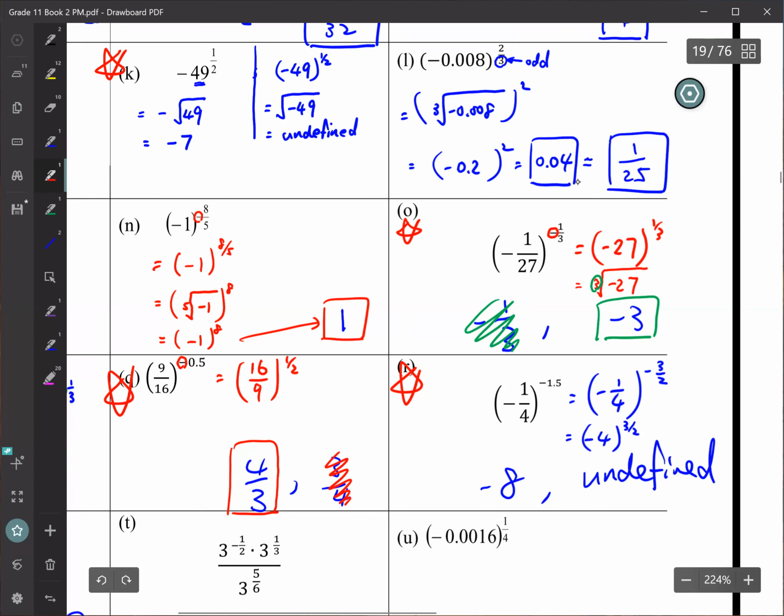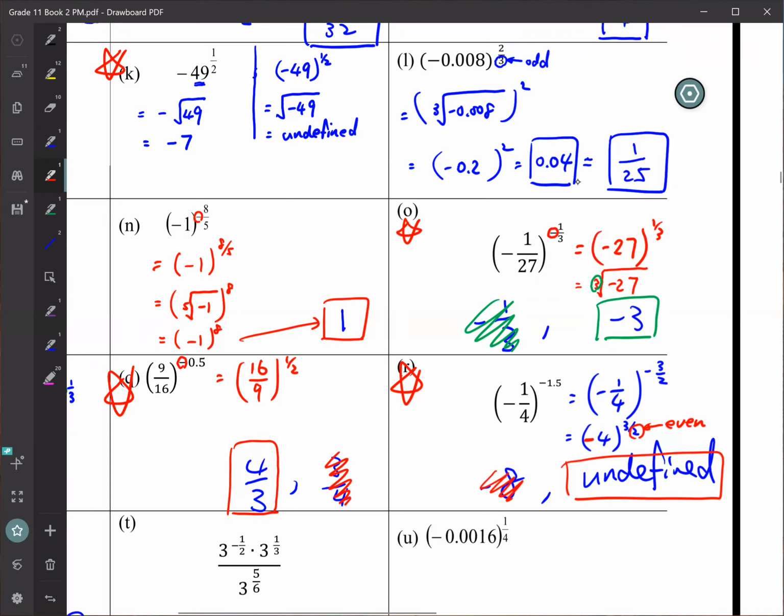Now we have a negative on the inside, but this is an even root. So this one is impossible, okay? You get a negative inside the square root. So the answer should be undefined. If the negative is on the outside, then you are correct, it will be -8. But for this one, it's in the bracket.